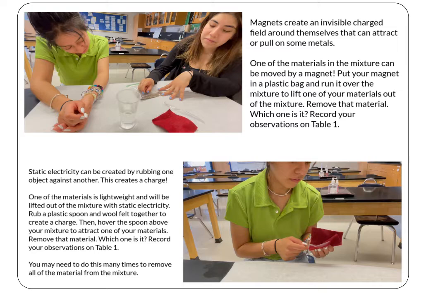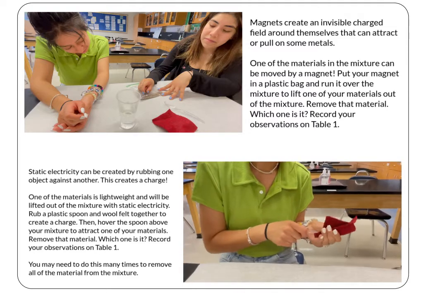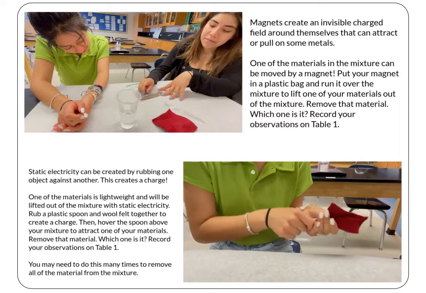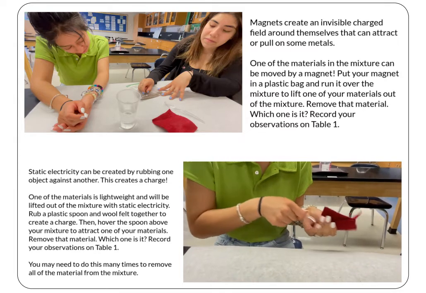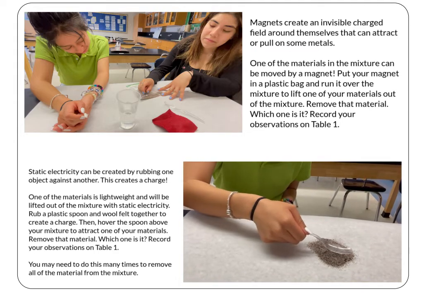Static electricity can be created by rubbing one object against another. This creates a charge. One of the materials is lightweight and will be lifted out of the mixture with static electricity. Rub a plastic spoon and your wool felt together to create a charge. Then, hover the spoon above your mixture to attract one of your materials.